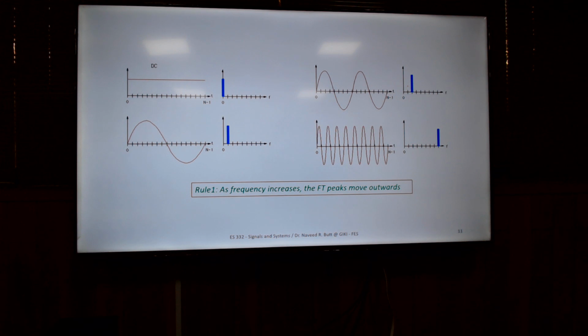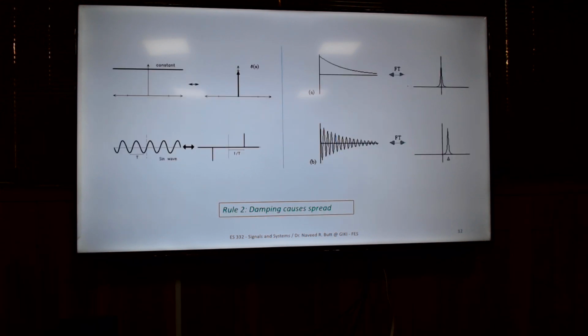So we will see how to use those also. Second, damping causes spread. Damping in the time domain causes spread in the frequency domain. What does that mean? Notice. Now, is this damped or is it not damped in the time domain? This one.